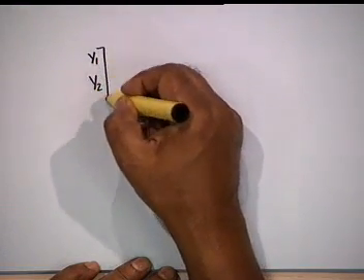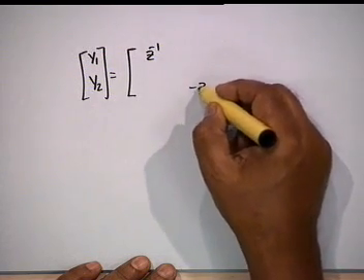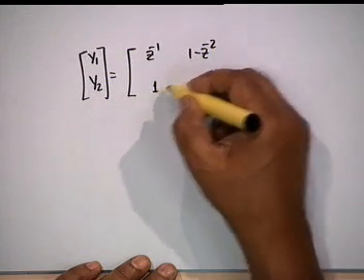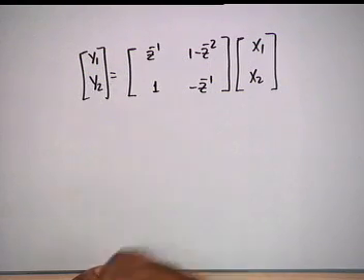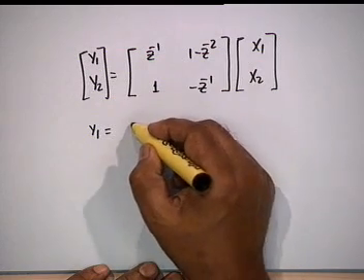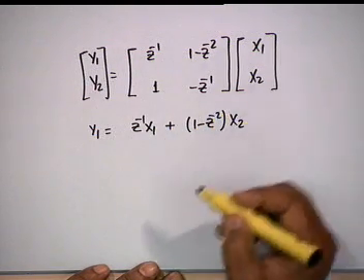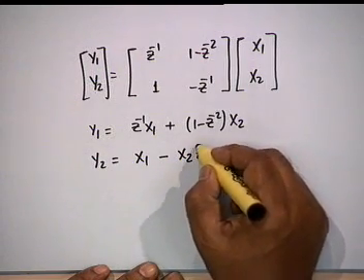Let us take choice A and look at it closely. Choice A says that y1, y2, the transmission parameters, mind you, T11 is z inverse, T22 is minus z inverse, T12 is 1 minus z to the minus 2 and T21 is 1, multiplied by x1, x2. Therefore, I can write the equations as y1 equal to z inverse x1 plus (1 minus z to the minus 2) x2 and y2 is equal to x1 minus x2 z inverse.